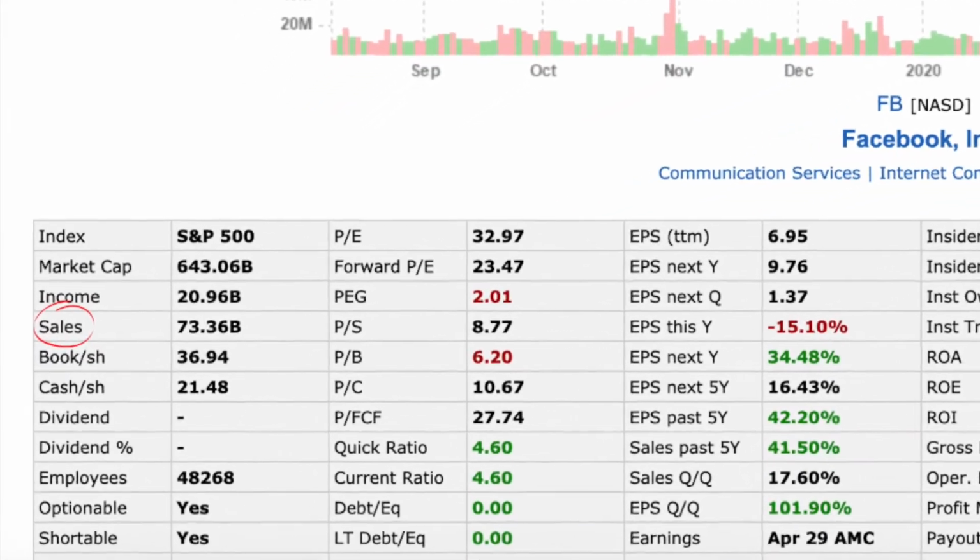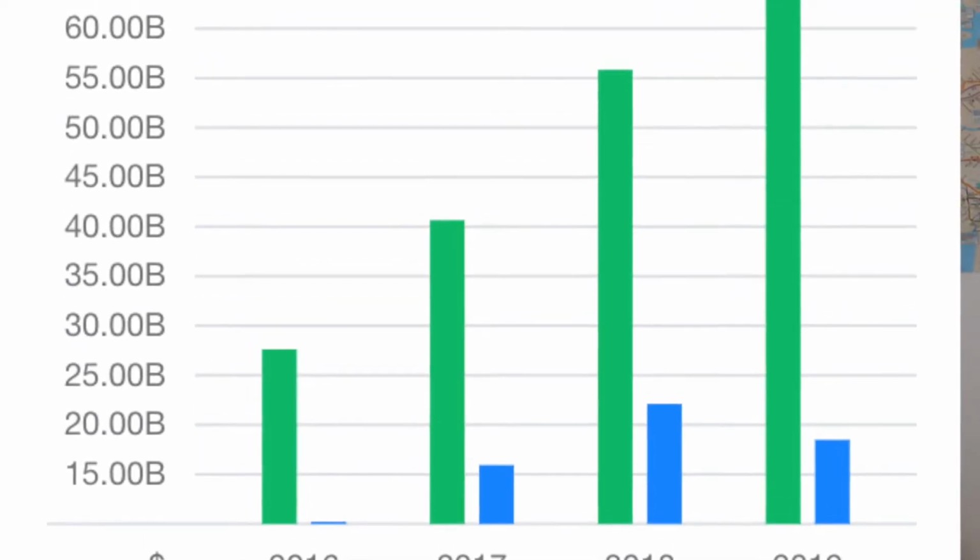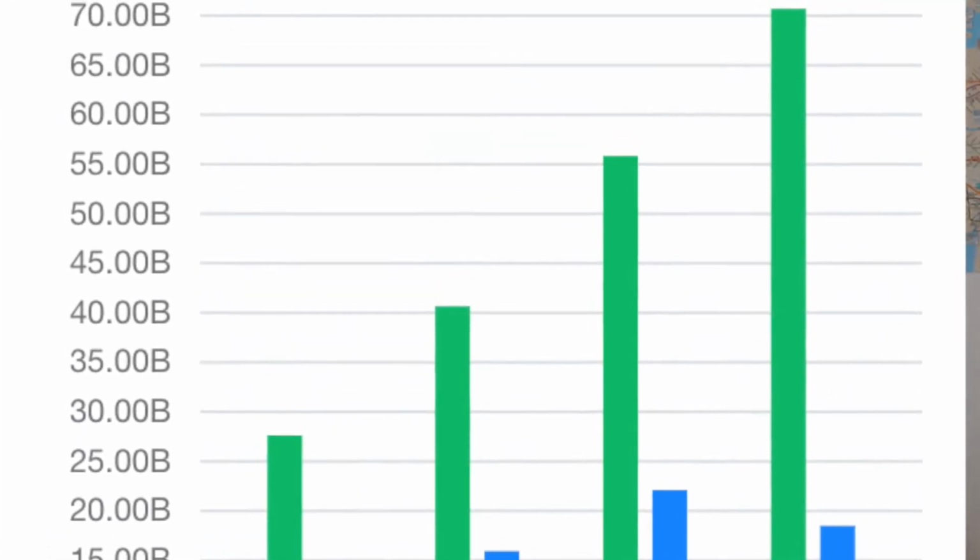Sales is basically how much the company makes, also called revenue. The more the revenue, the better the company is doing. You can also compare the company's past few years and quarters of data, and you'll be able to see whether the company is growing or not growing. For example, if we were to look at Facebook's revenue stats, we know that this company is growing exponentially.